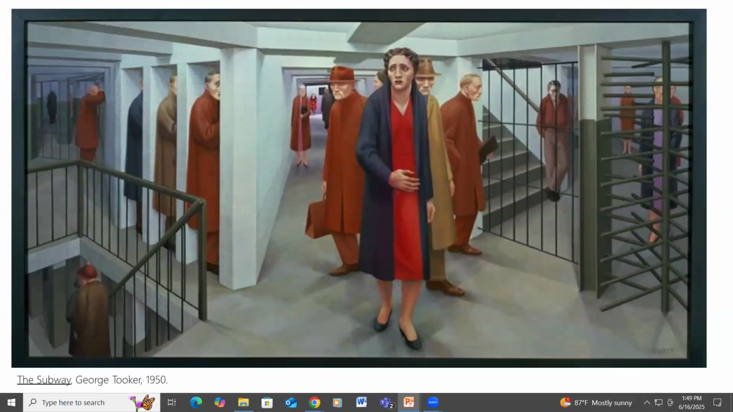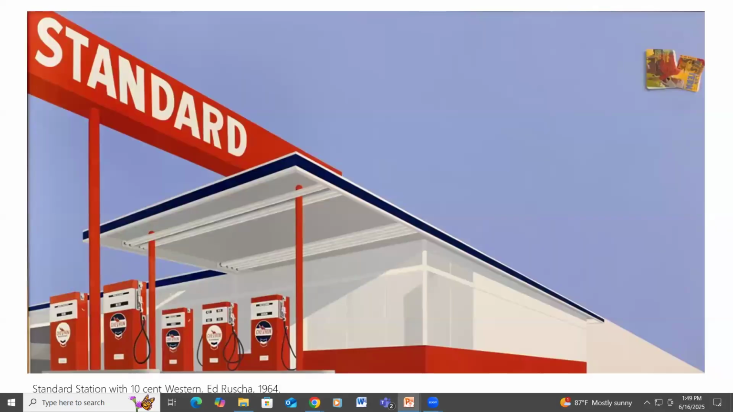This is George Tooker, who is a more recent American artist from the 50s and the 60s. And he uses perspective in a very different kind of way, in an emotional and psychological way, a more fantastical way. Here's Ed Ruscha. A lot of his pieces have nothing to do with perspective, but he had a number of pieces that use this standard oil station as a motif, and all the ones that use that are very much working with a two-point perspective space.